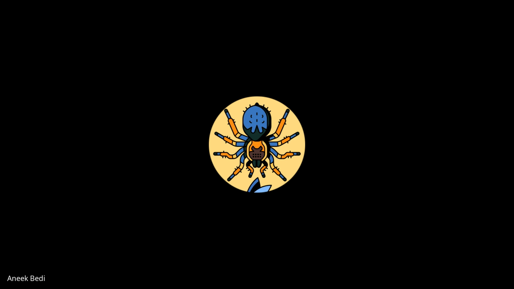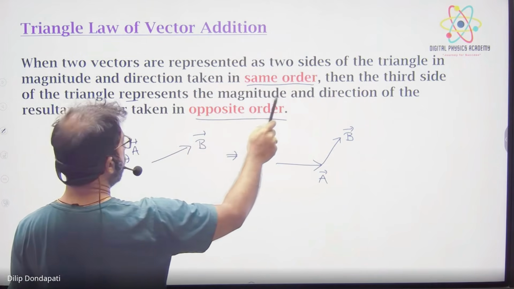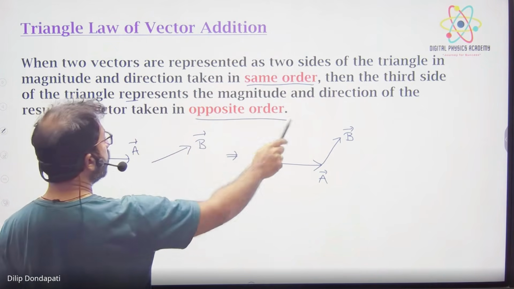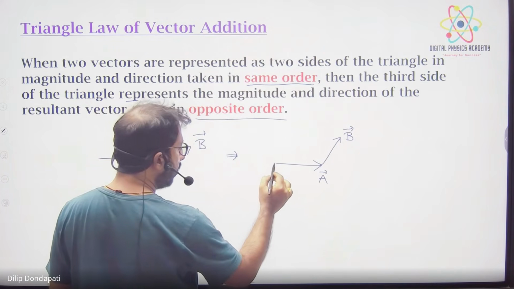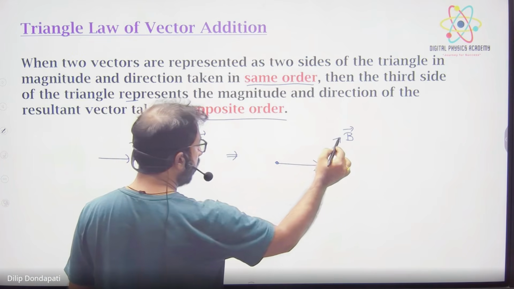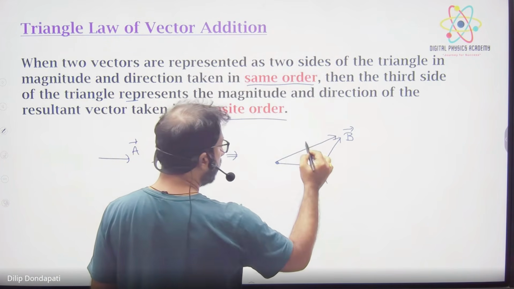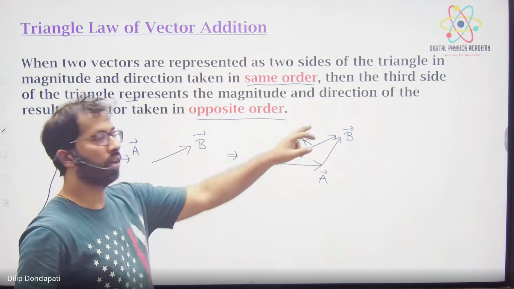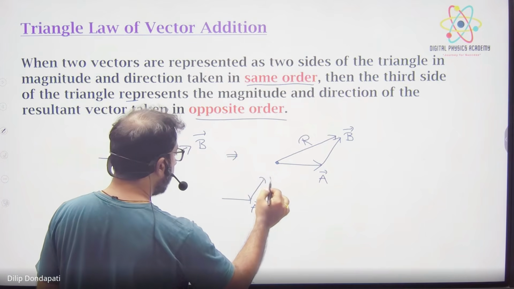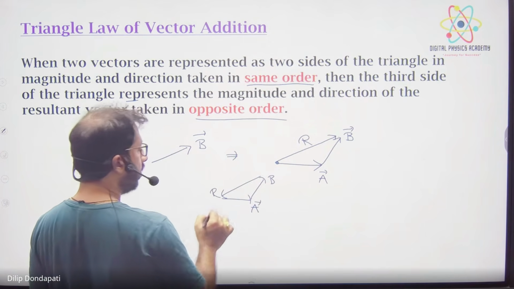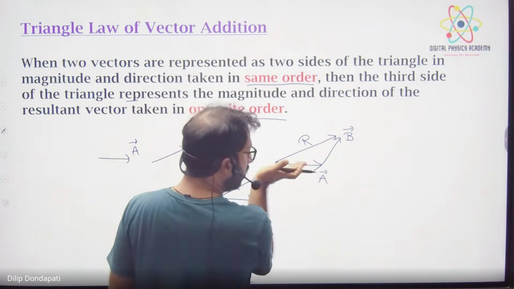Now the third side of the triangle represents the magnitude and direction of the resultant vector, taken in opposite order. Because this is called same order. Then the resultant will be from the starting point, the tail, to the ending point, the head. We have to join them. This is opposite order. Same order means A vector, then B vector. But here we should not take the same order, we should take the opposite order.